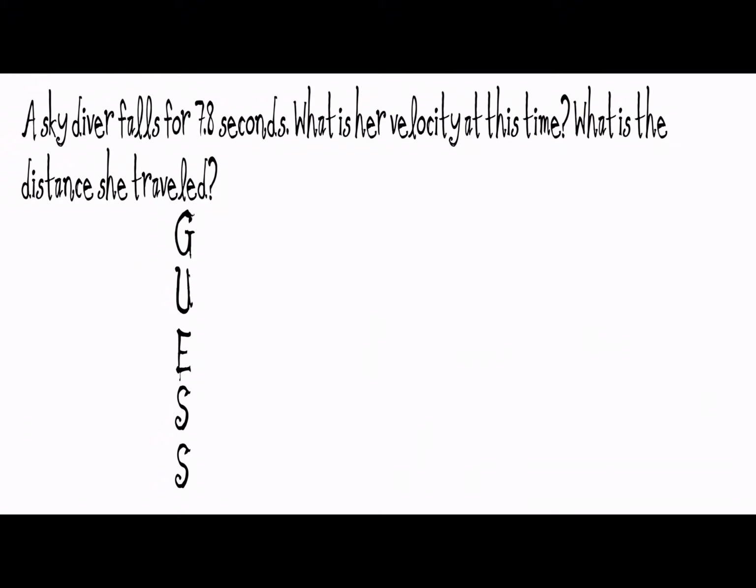A skydiver falls for 7.8 seconds. What is her velocity at this time? So we know the time, which is 7.8 seconds, and we know the acceleration due to gravity, which is 10 meters per second squared. We are looking for the velocity.